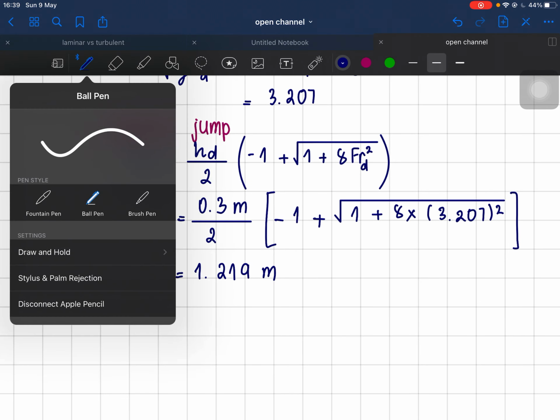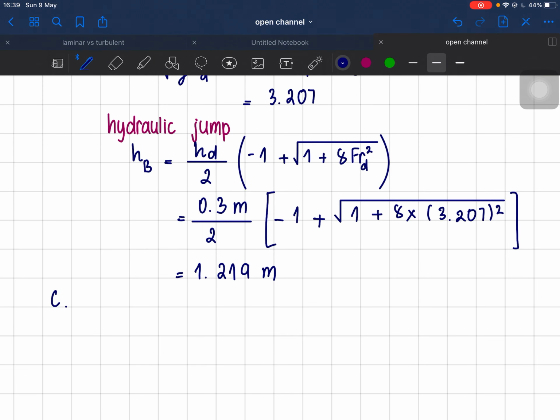Okay, so now for letter C, question C, we're going to find the velocity downstream of the jump.